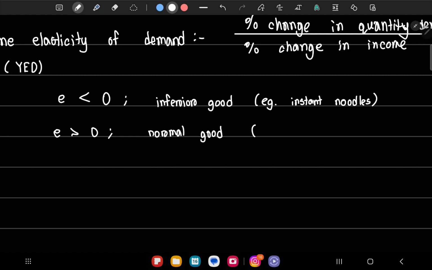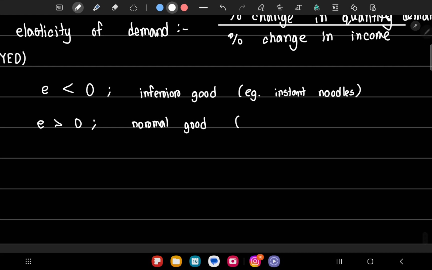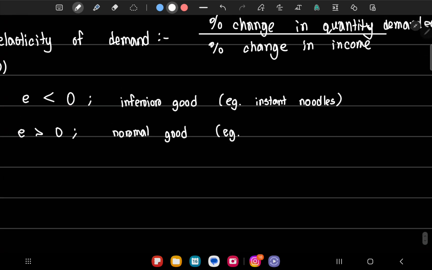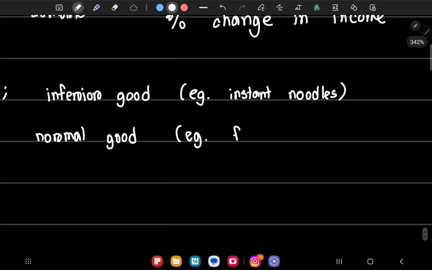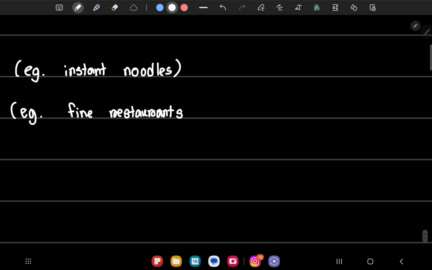So an example of a normal good would be restaurants. The more money you make, the more you go out to restaurants. Or you can say fine dine restaurants, because there might be some low quality restaurants that might fall into the inferior category as well.